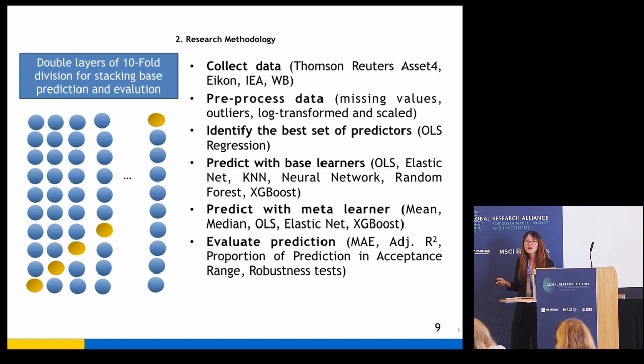We continue with the prediction using the base learners, and then we combine the base learners together in another layer called the meta model. With that, we finally evaluate with out-of-sample MAE, but we also look at the R-square and another kind of robustness test to ensure that our prediction is reliable and robust.